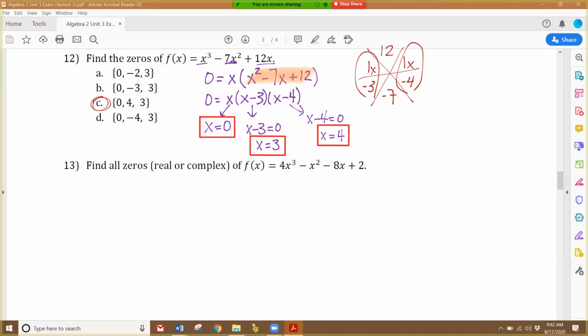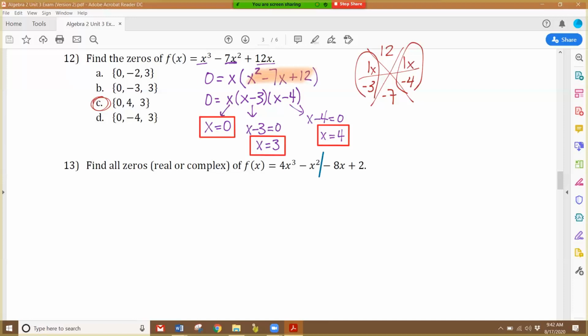Question 13 says find all zeros, real or complex, of this function f of x equals 3x to the third minus x squared minus 8x plus 2. First thing that stands out to me is it's 4 terms with no greatest common factor. Since it's 4 terms with no greatest common factor, we only have one option, to factor by grouping.